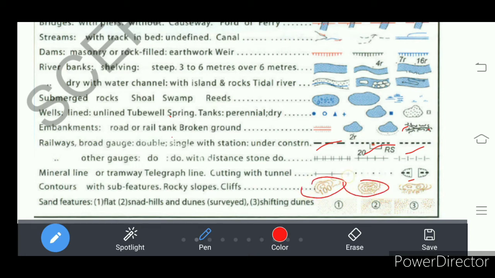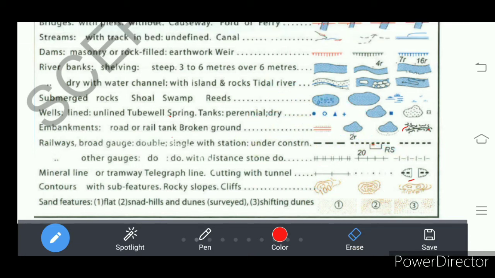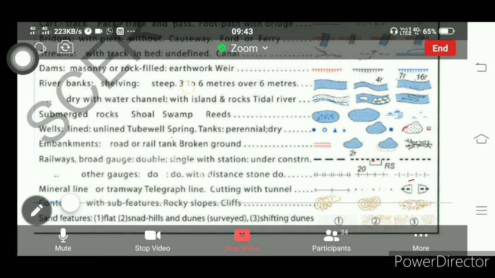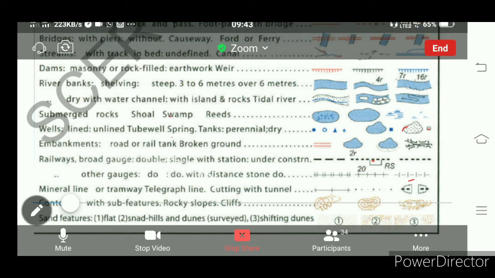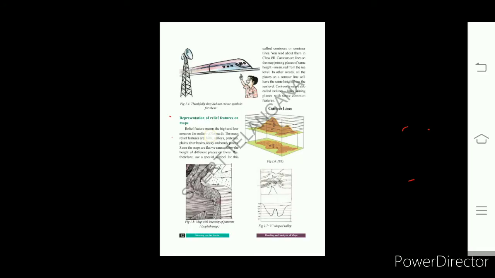What are these contour lines? What are contour lines? Contour lines are those which show the places which are at equal height. Let me show you the different contour lines. Look here. What are contour lines?